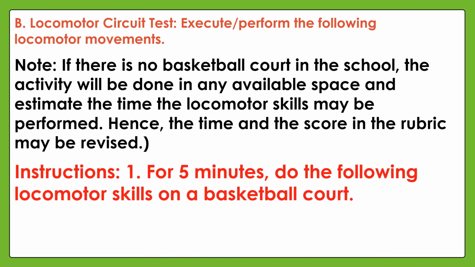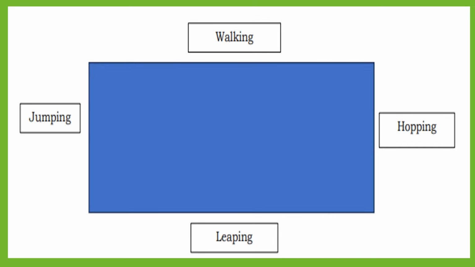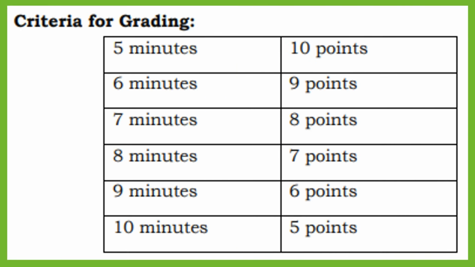So here are the instructions. For 5 minutes, do the following locomotor skills on a basketball court: walking, jumping, hopping, and leaping. Good luck! Criteria for judging, 10 points being the highest and 5 points being the lowest.